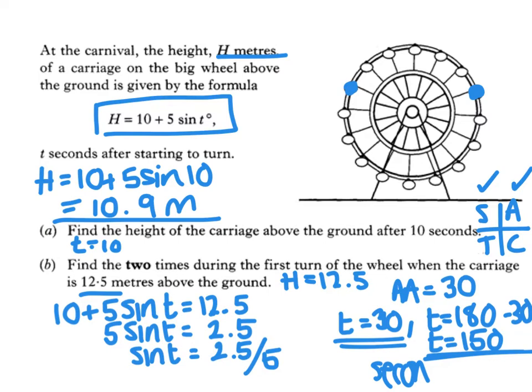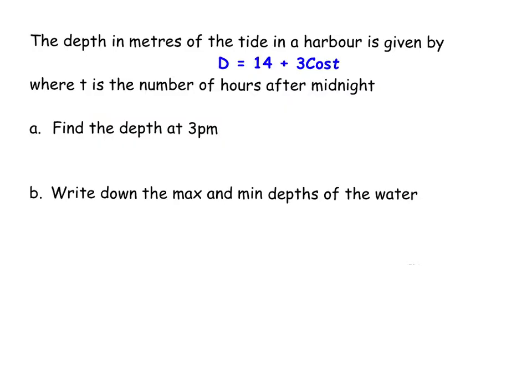So seconds in there for the end. My second example talks about the depth of water in a harbour. So obviously the tide goes up and down. So the water at the side of a harbour where the boats are would be going up and down throughout the day as well. So in this one it says T is the number of hours after midnight.